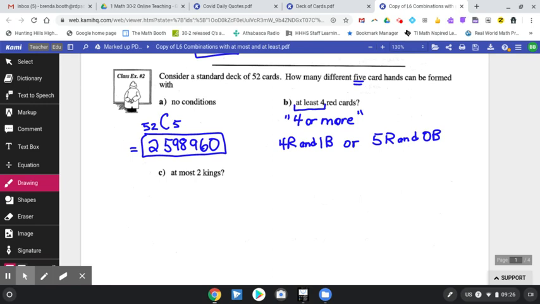All right, so there are 26 red cards in the deck. So to get 4 reds, that would be 26, choose 4, and is multiply. To get the 1 black, there's 26 black cards, and I'm going to choose 1. Or means add. And then to get 5 reds, 26, choose 5. And to get the 0 blacks, this is up to you whether you include this one or not. There's 26 black cards, and I want to choose none of them.